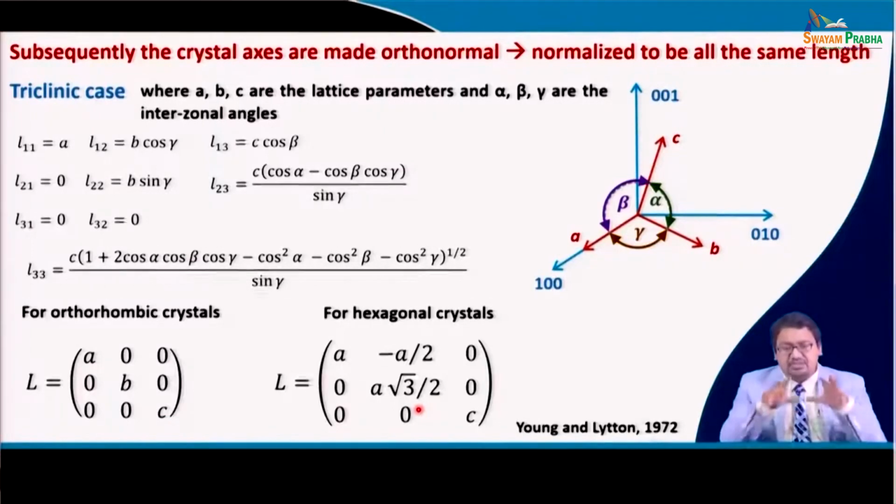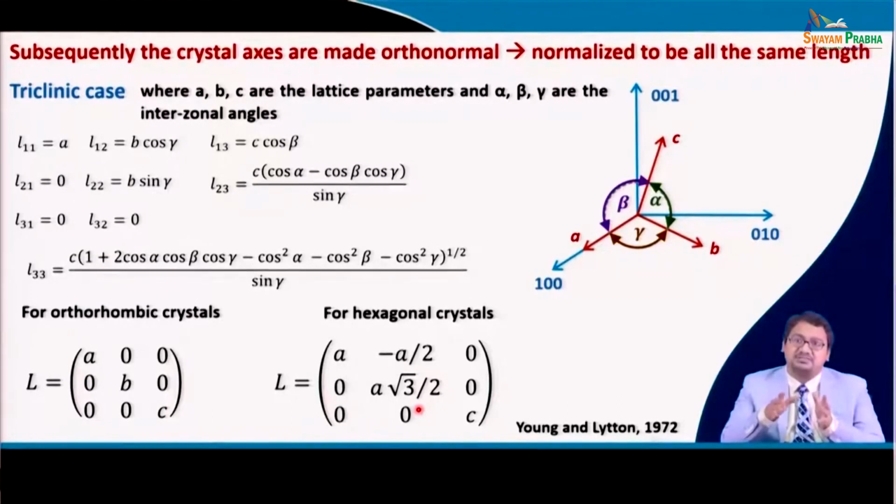Now, this is how we use the Young and Lighton's method to convert the different crystal systems, non orthonormal crystal systems, into orthonormal crystal systems, so that the relationship C C is equal to G times C S could be obtained between two orthonormal systems, right. So, the relationship between the texture could be obtained.